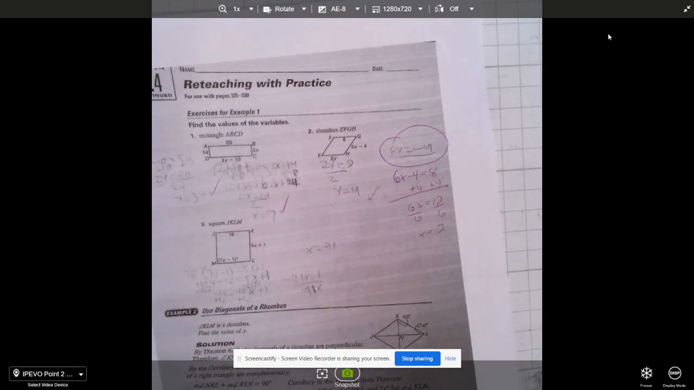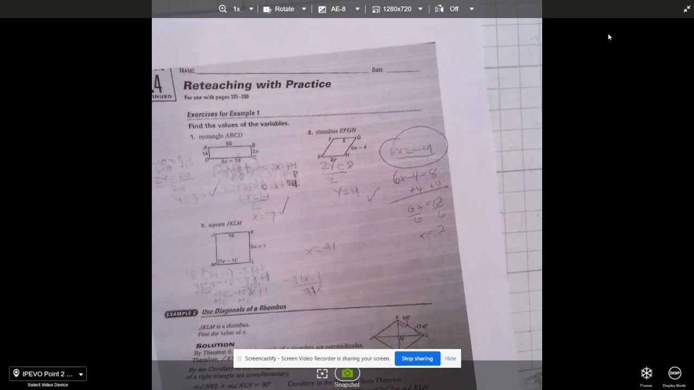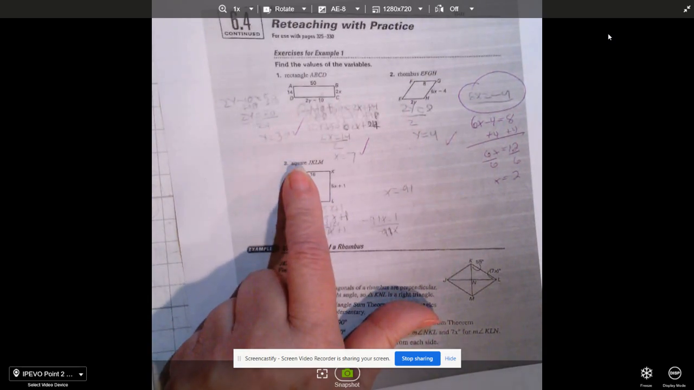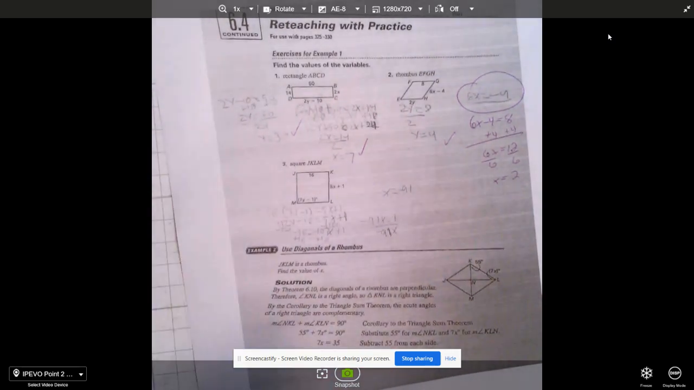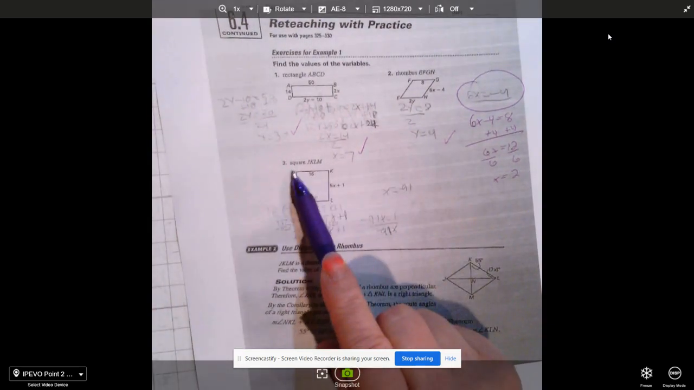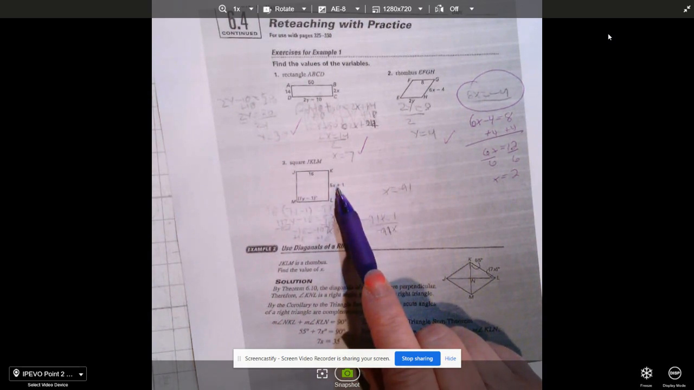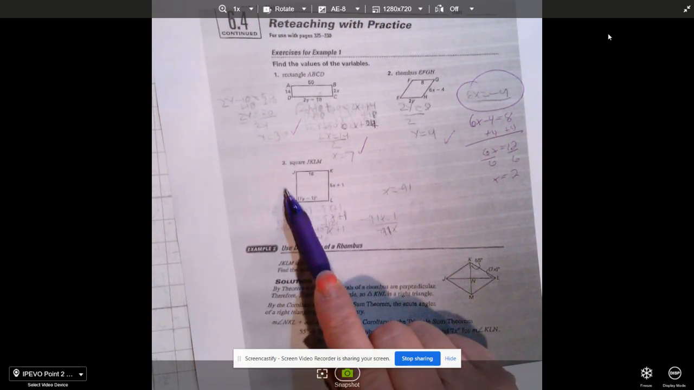The biggest difference between a rhombus and a square is that a square has all 90-degree angles and a rhombus does not. So now on this one here, it tells you it's a square. So make sure you use what you know about the shape to solve the problem. So I know that if it's a square, all the sides are congruent. So that's 16, and that would be 16. That is 16, and that is 16.